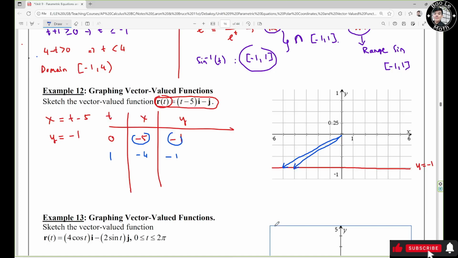The second vector, right? Now t equals 5 and then s equals 0, right? So it could be s equals 0 right here and y always -1, right? So it's going to be right here. And t equals 10 for example, and then s should be 5, y should be -1, right? So it's going to be right here.